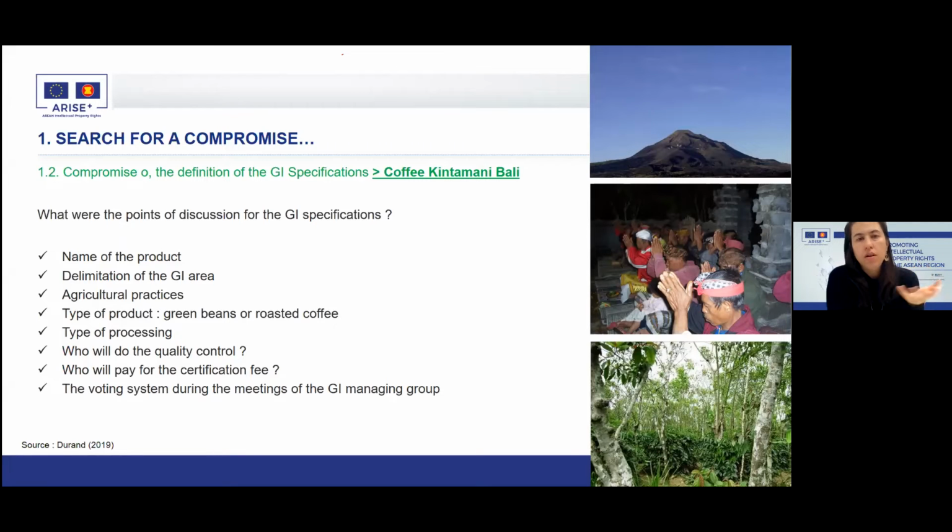Shall we put in the specification that we are protecting a product at the stage of green beans, which is most of the time the exportation stage for the product, or for roasted coffee, or even ground coffee that will retain more added value, but not all the actors can reach this stage. So it was very tense discussion. The type of processing, because we have a dry and wet process in Kintamani, and it's very different value chain.